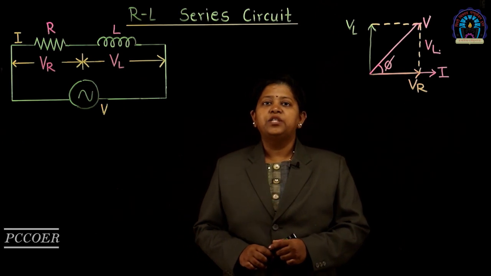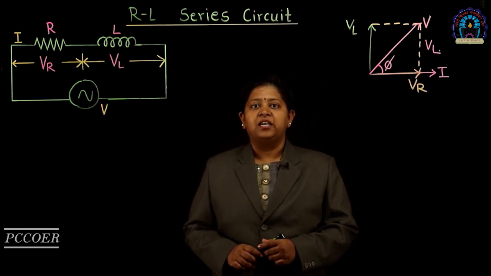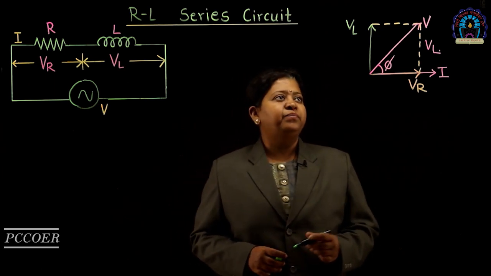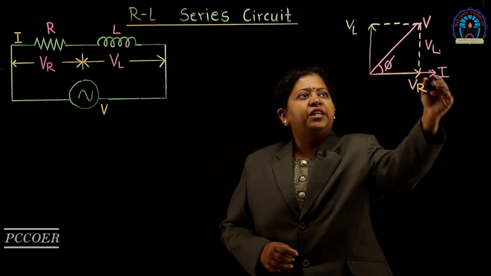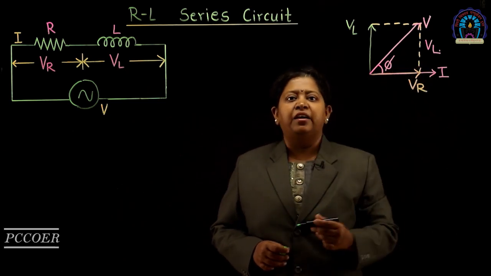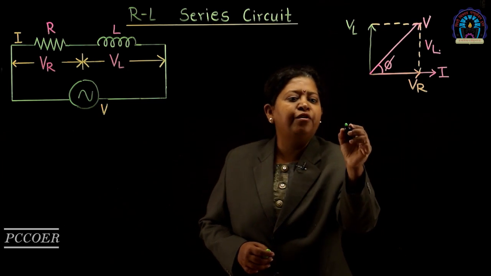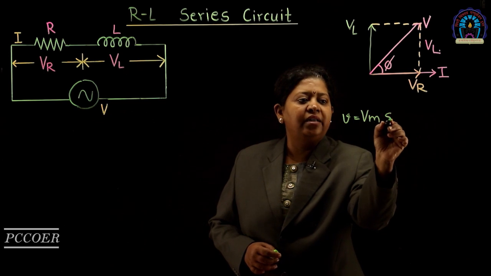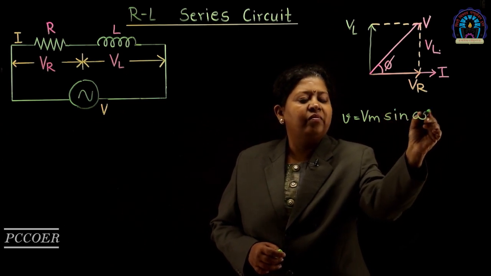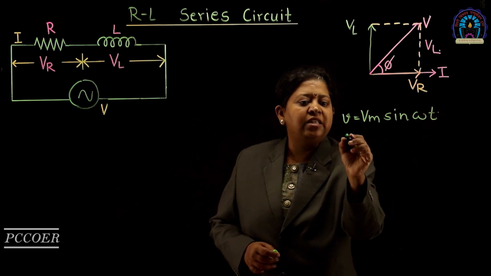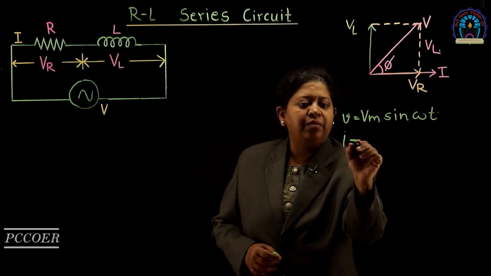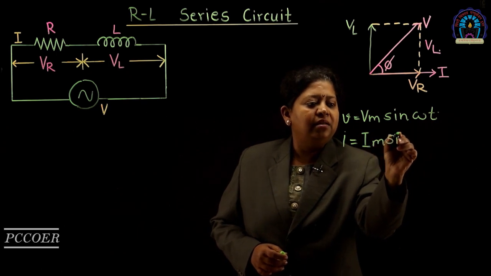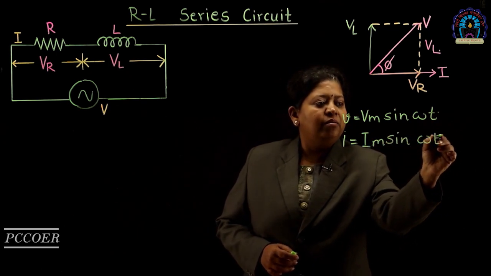Now let us write the equations for instantaneous values of voltage and current for the RL series circuit. If we observe this phasor diagram, the current is seen to be lagging behind the voltage by an angle phi. If we write the equation of V as Vm sin omega t, for current which is lagging behind this voltage, I can be written as I is equal to Im sin of omega t minus phi.